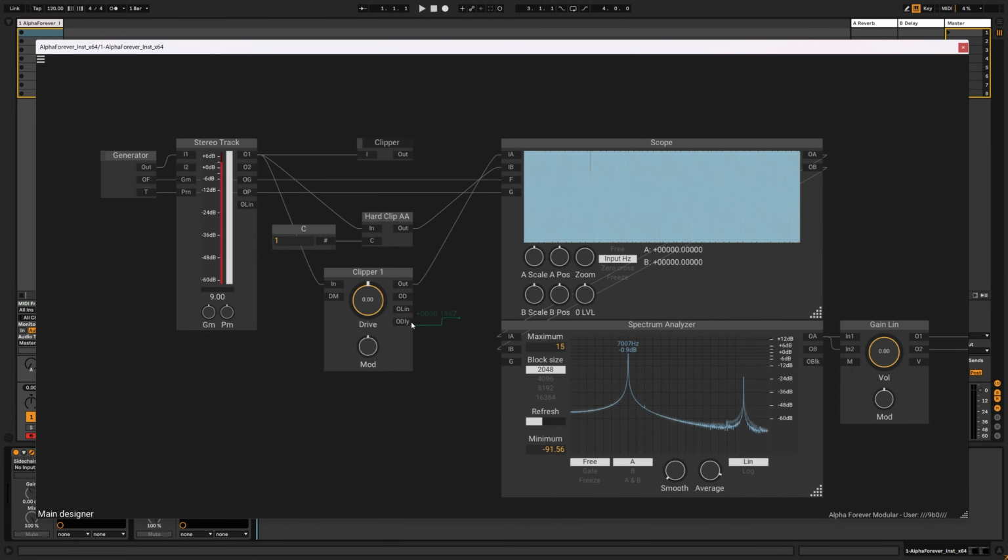But this introduces a bit of delay. So this has a group delay of 0.1567 milliseconds on my system. It depends on the sample rate.